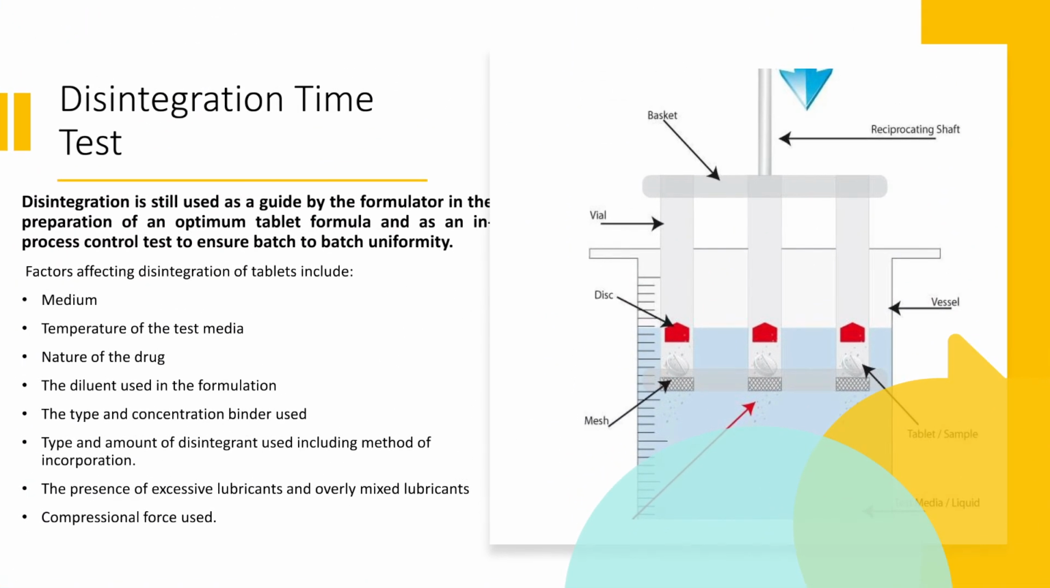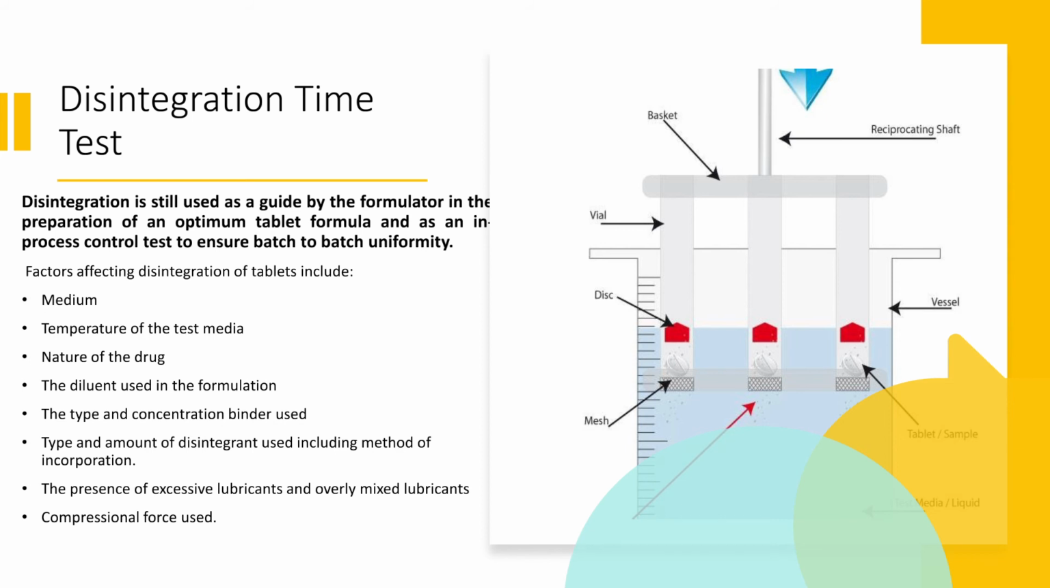Now let us try to understand the factors which may impact the disintegration test. The disintegration test remains a very important test for any formulator in the preparation of an optimum tablet formula, and is a very important criterion to ensure batch to batch uniformity. The red colored thing you can see here is the disc, which keeps the tablet immersed. When the up and down movement takes place, the tablet remains intact inside the medium.